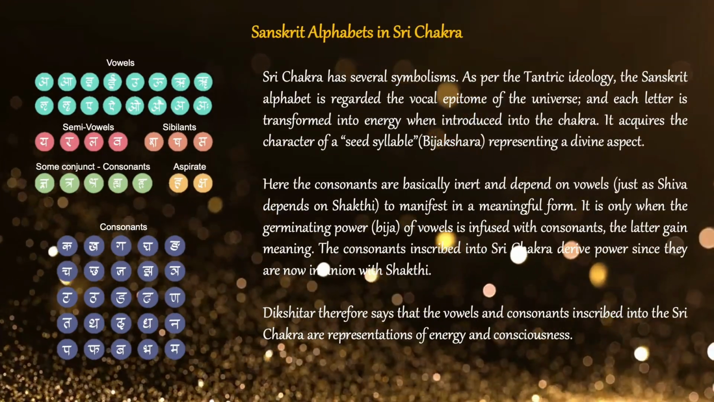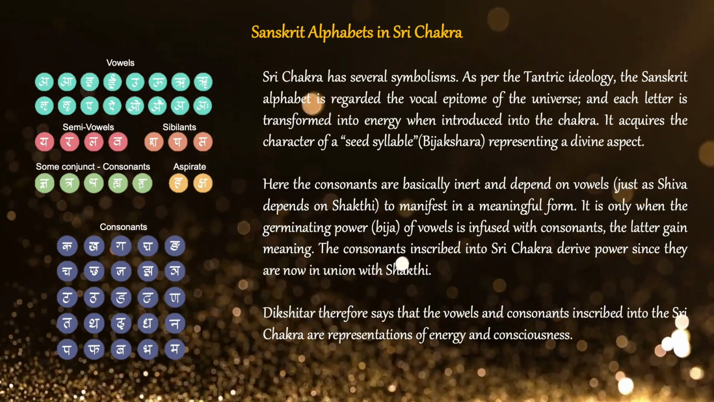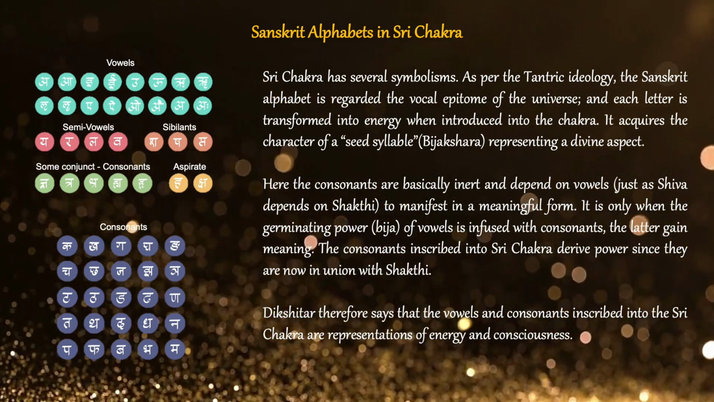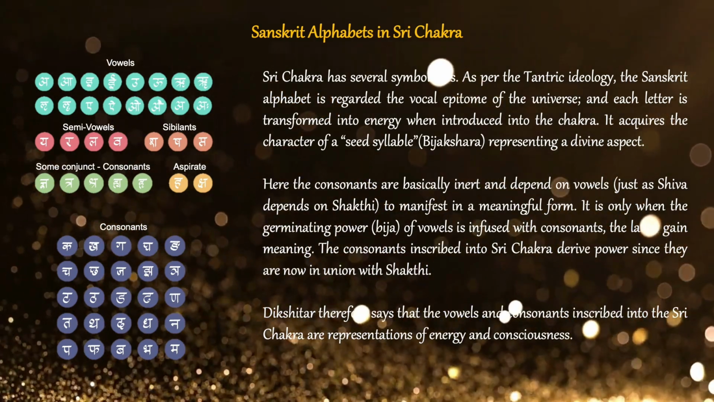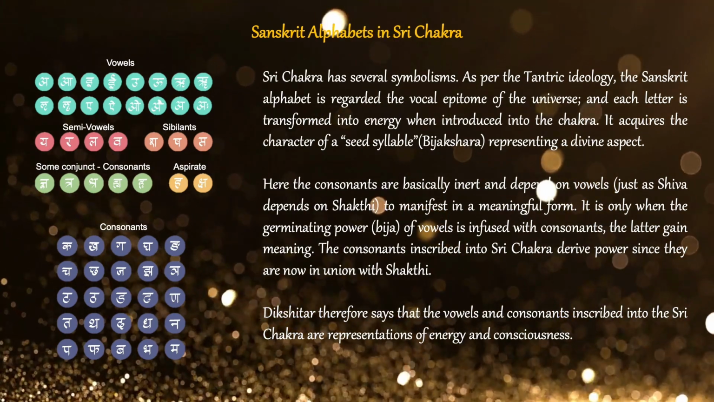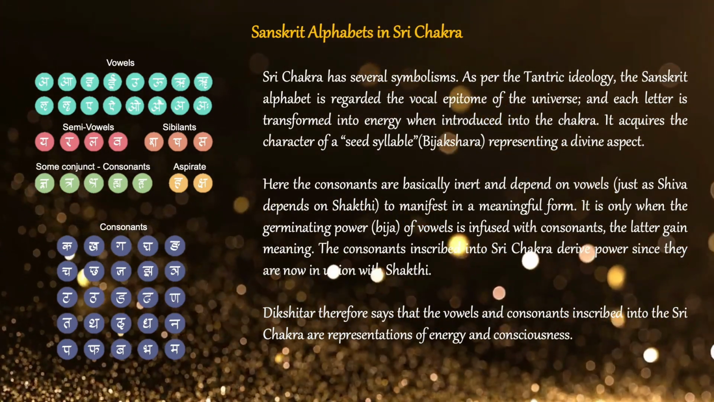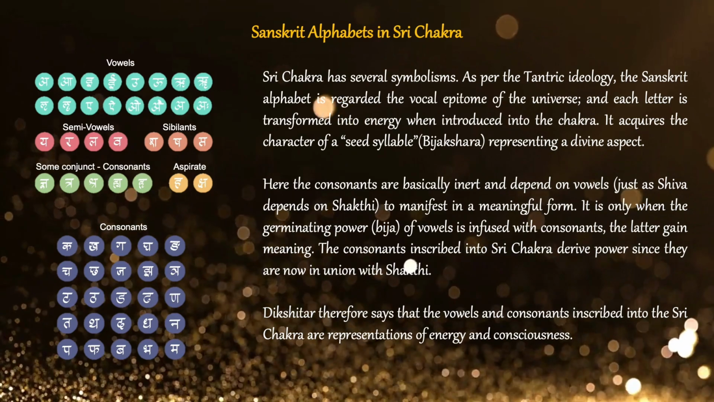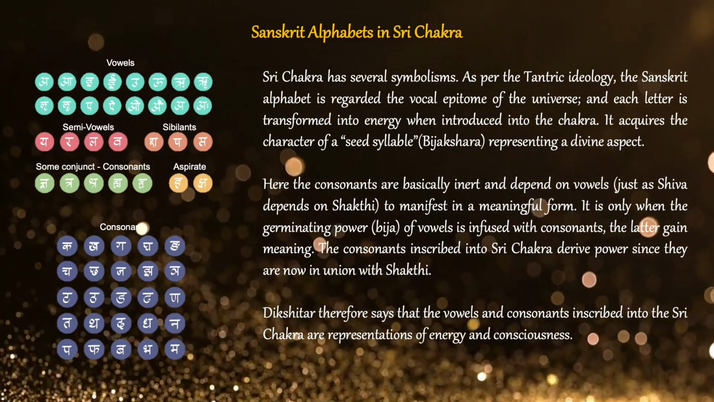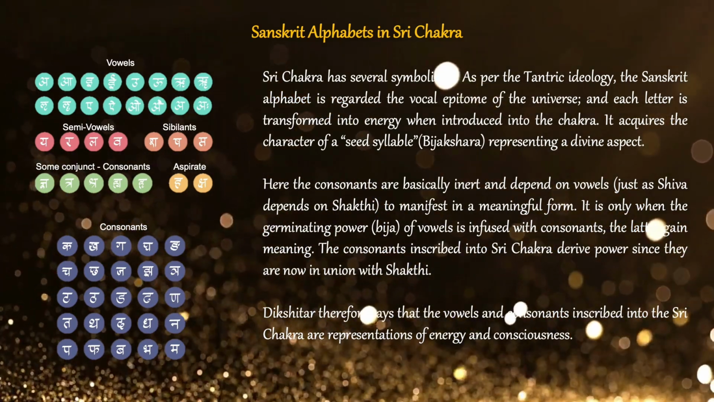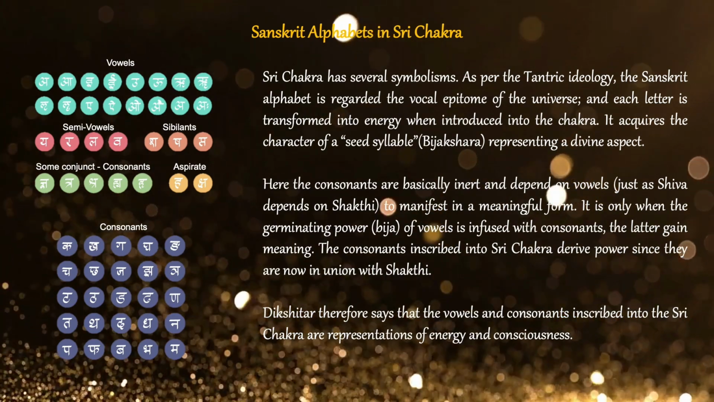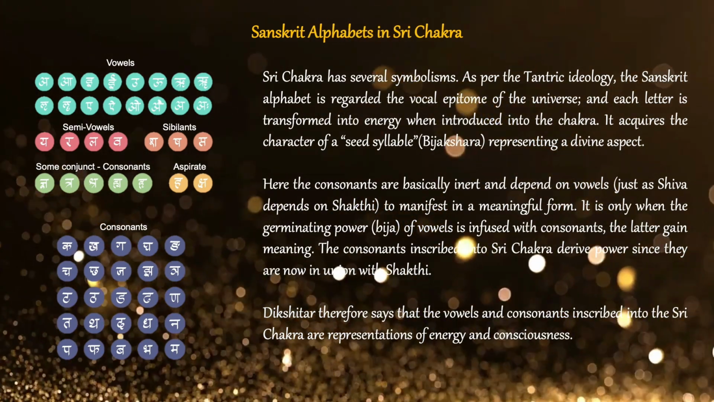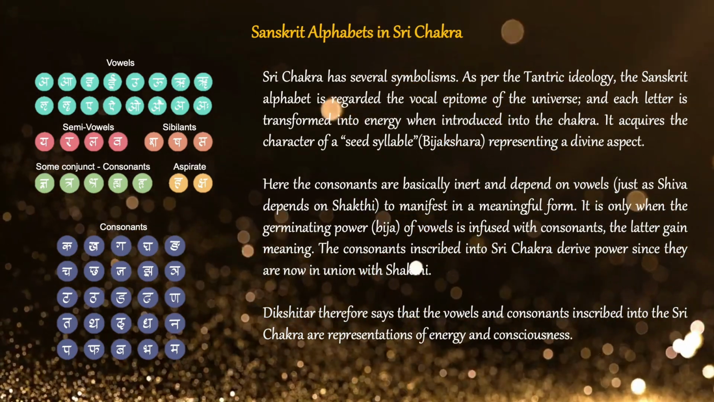Sri Chakra has several symbolisms. As per the Tantric ideology, the Sanskrit alphabet is regarded as the vocal epitome of the universe, and each letter is transformed into energy when introduced into the chakra. It acquires the character of a seed syllable, Bijakshara, representing a divine aspect.